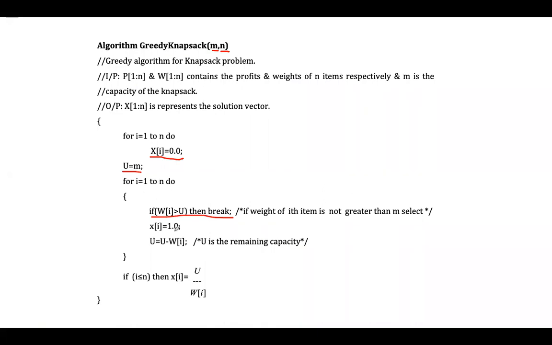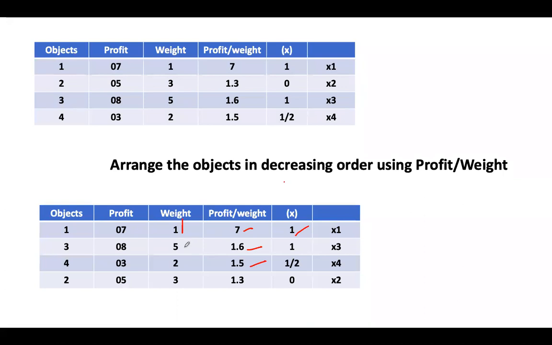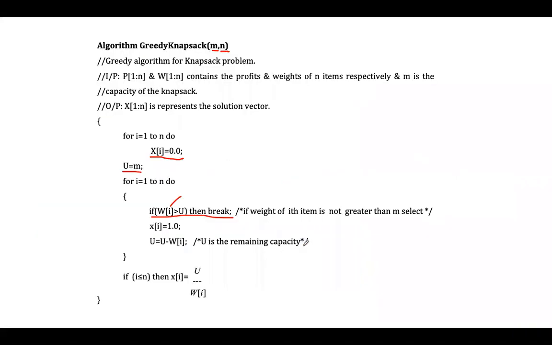Again, we will come to the second element and check this condition. Now U value is 6, W of I is 5. So this is not greater than U. Then what you are going to do? X of I is equal to 1. Is it clear? So this has become 1, this has also become 1.